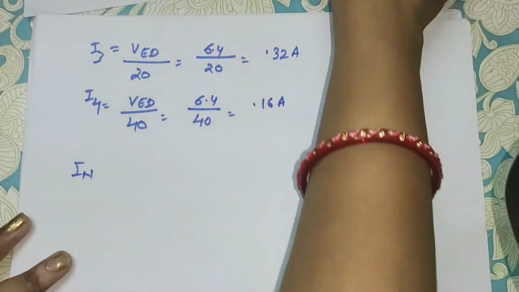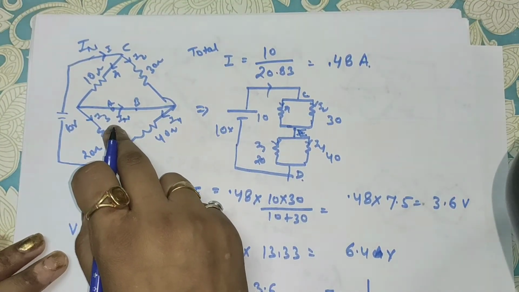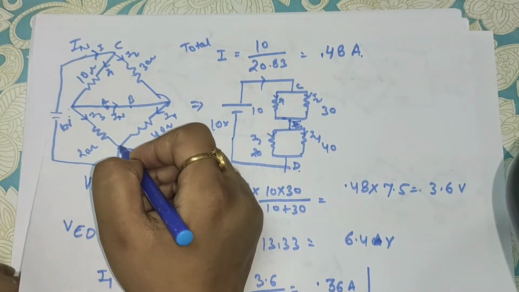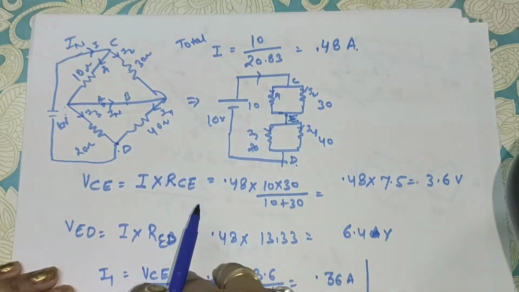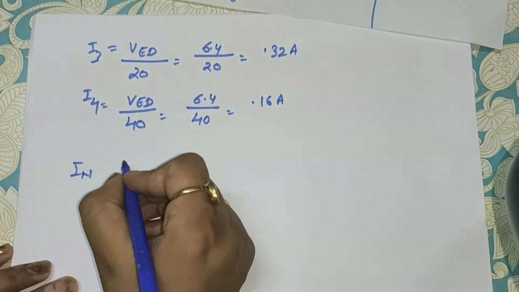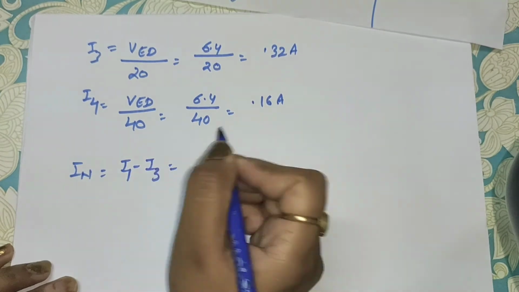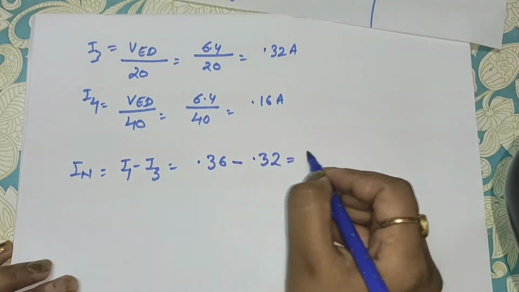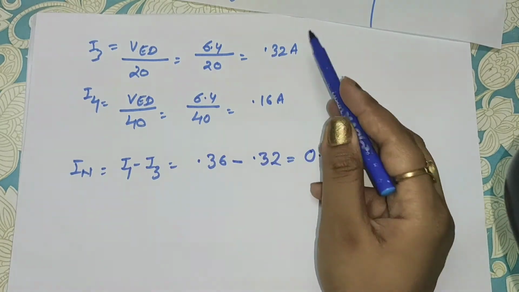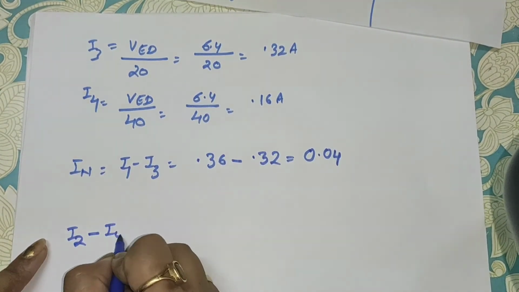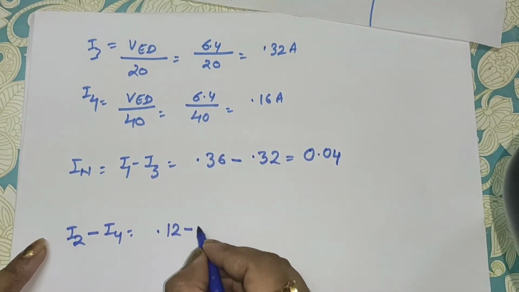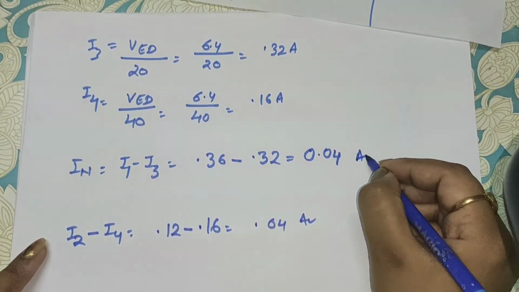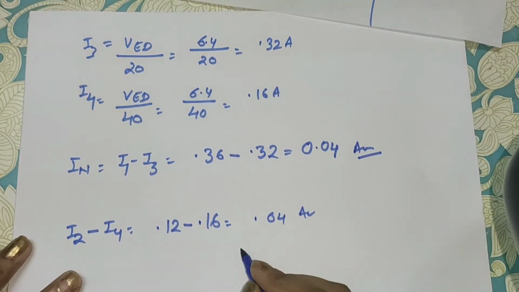Now IN will be I1 minus I3. If you find this, I2 minus I4 you can get. Okay, so we are taking like this. So IN will be I1 minus I3. So I1 is 0.36 minus I3 is 0.32. So you will get 0.04. You can also take I2 minus I4. So that will be 0.12 minus 0.16. So you will get 0.04 here. So you can get IN.